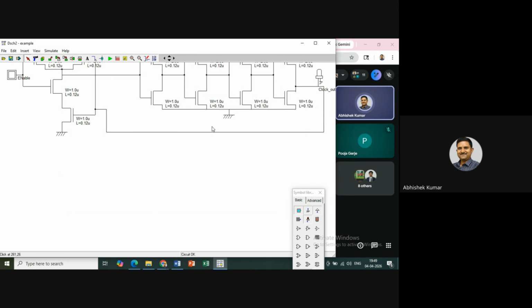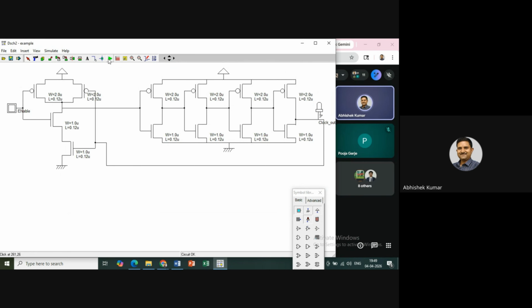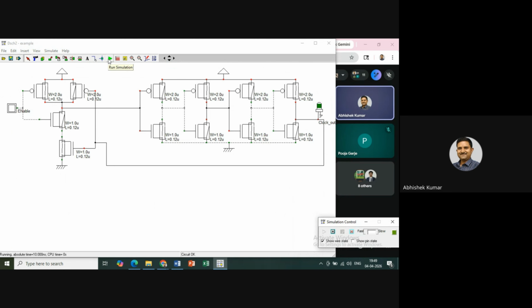Right. So now when I'm going to simulate this part, here you can have this type of combination. So what output am I getting? First of all, the output is constant because there is no enable. But when I provide enable, you can see we have this type of on-off combination.